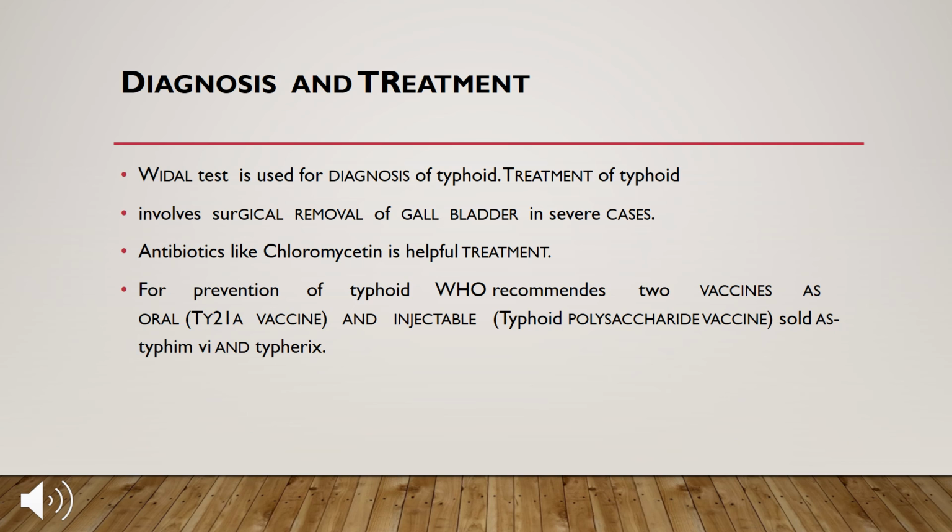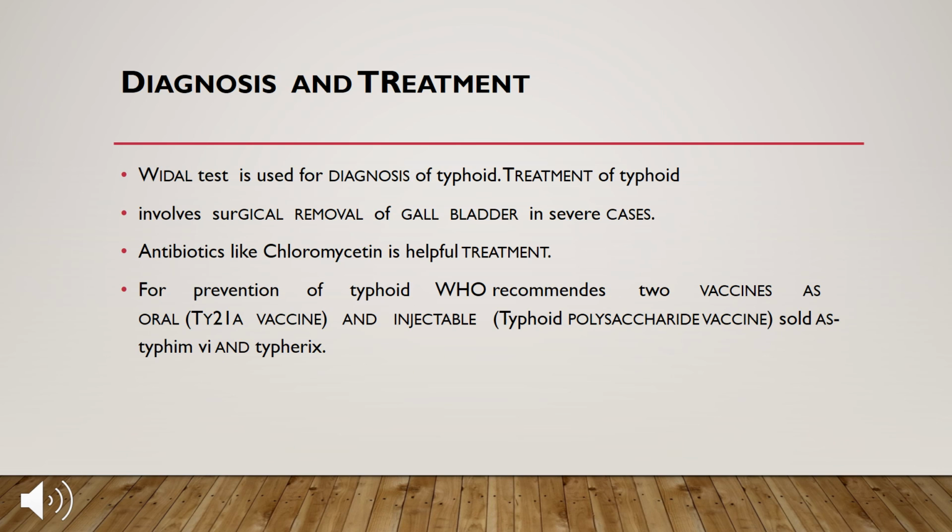Diagnosis and treatment of typhoid. Vidal test is used for diagnosis of typhoid. So diagnosis is done by Vidal test. Treatment involves surgical removal of the gallbladder only in severe cases, not in all cases. The severe ones involve surgical methods. In other cases, patients are treated with antibiotics like chloromycetin.